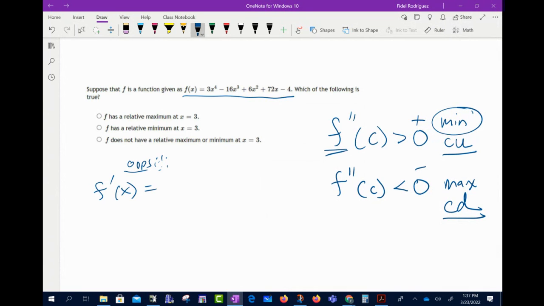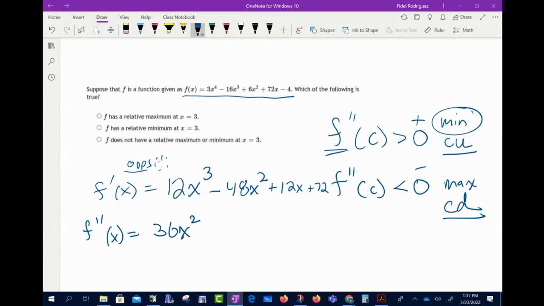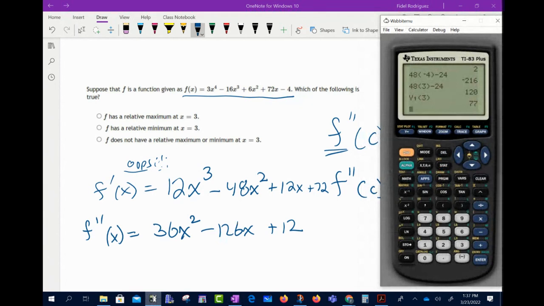Okay, so let's see. Let's take the derivative. You're right, guys. Brain fart. Okay, let's see. First derivative. What's the derivative of 3x to the fourth? Excellent. Minus, everybody agree, 48x squared plus 12x plus 72. Okay, now let's do the double derivative. This is the one that we need, right? Okay, so this here should be 36x squared minus 126 with an x plus 12. Okay, that's the one I got to evaluate, right?